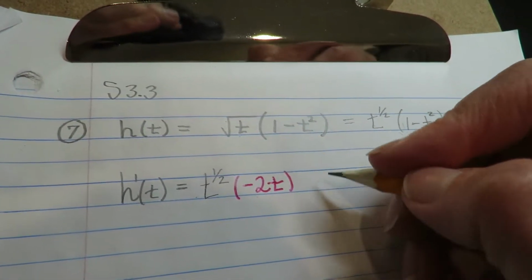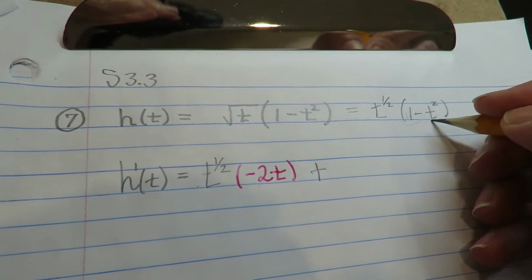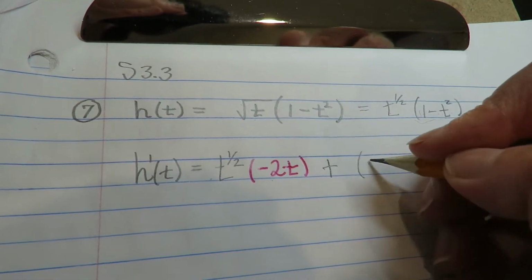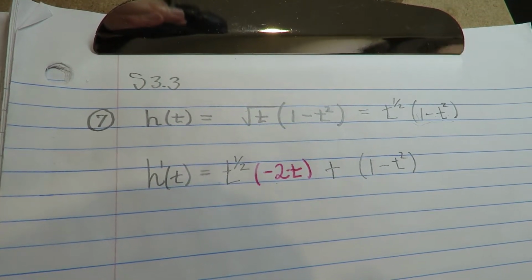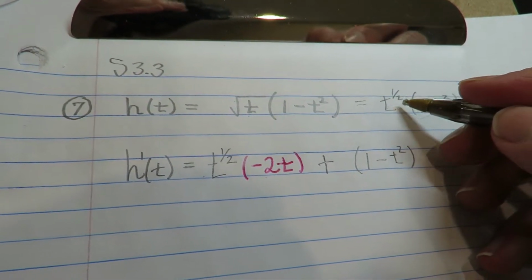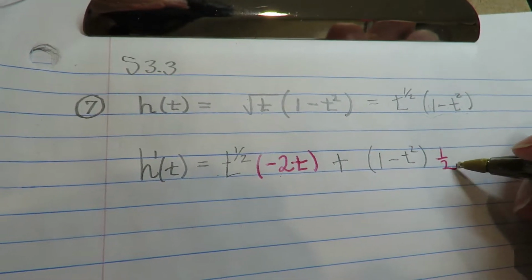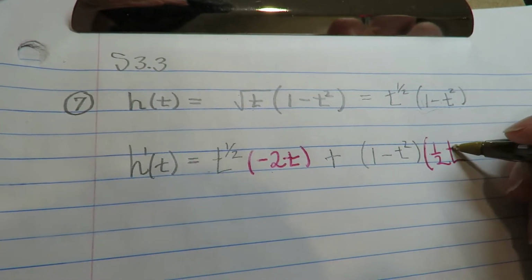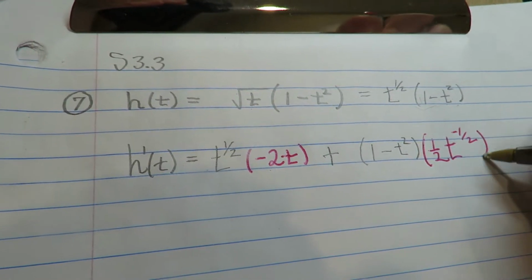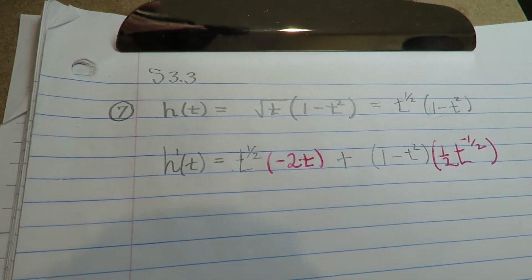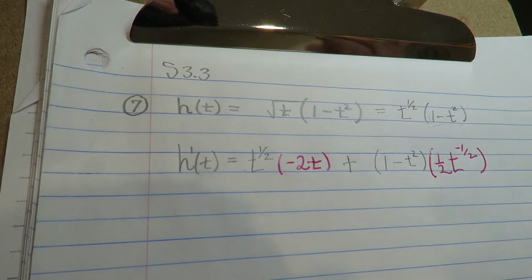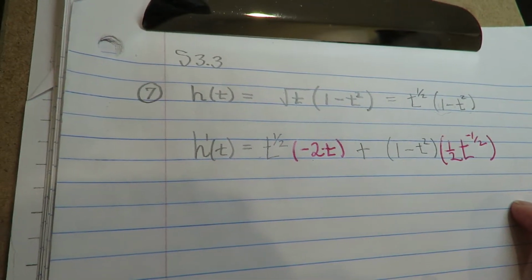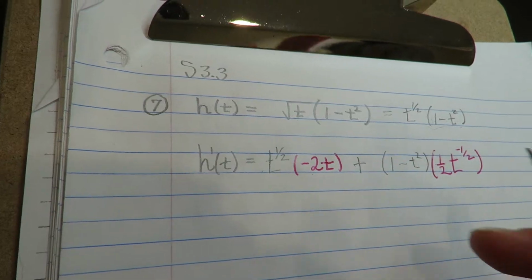So first times derivative of second piece. Now leave the second piece alone, and times it by the derivative of the first piece. So derivative of this, using the power rule, is that. Now you're going to want to simplify this. The derivative is done, and I'm now going to go ahead and simplify it.